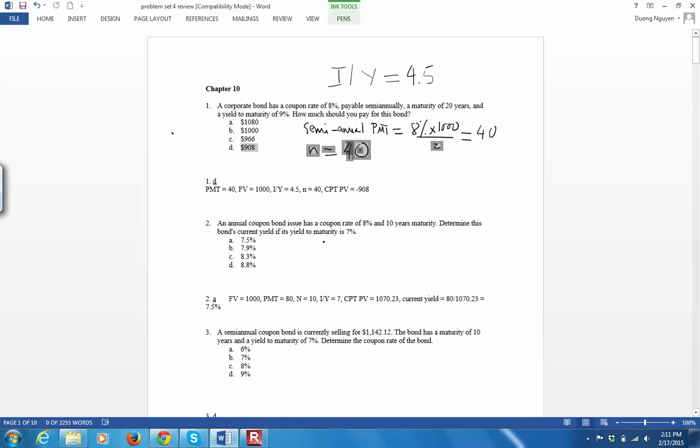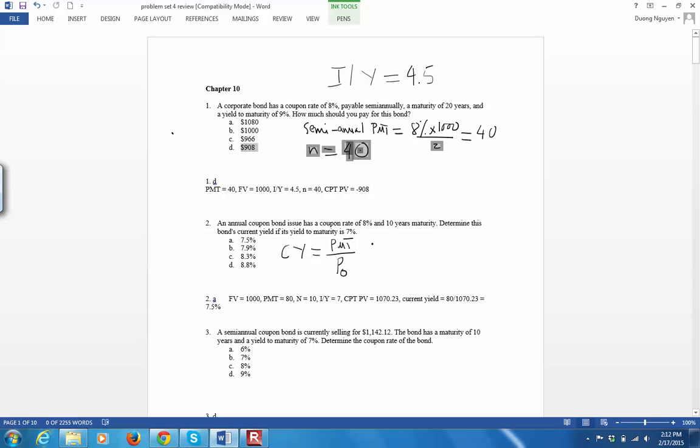An annual coupon bond has a coupon rate of 8% and 10 years to maturity. Determine the current yield of the bond if the yield to maturity is 7%. Now the current yield of the bond is equal to the coupon payment divided by the price of the bond, which is the initial price.